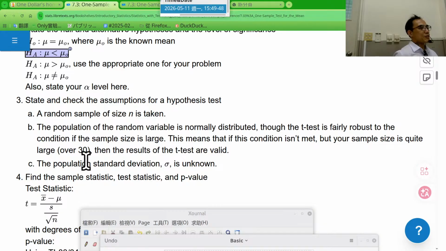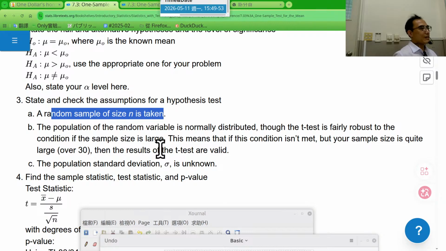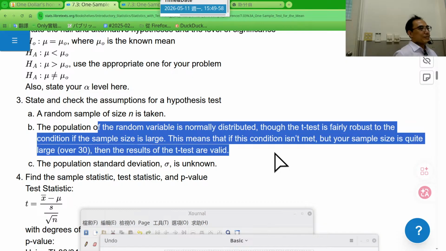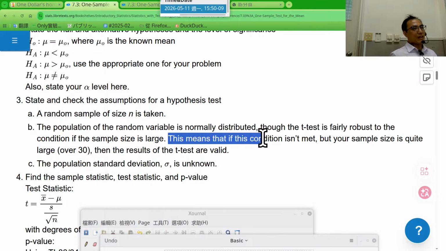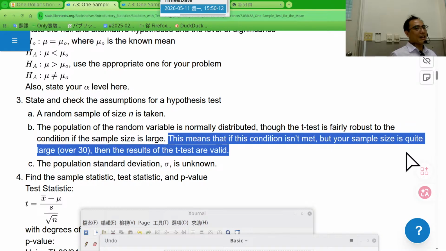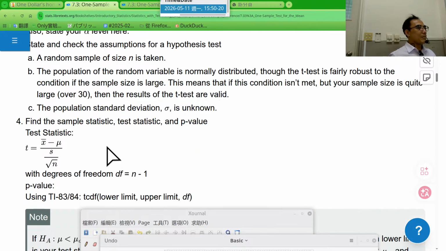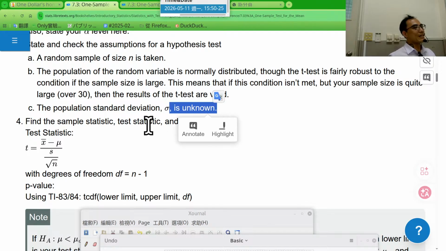State and check the assumptions: a random sample of n, the number of samples taken. The population of the random variable is normally distributed. The t-test is fairly robust to this condition if the sample size is large. This means if the condition is not met, but your sample size is quite large, over 30, then the results of the t-test are valid. Then the population standard deviation sigma is unknown.